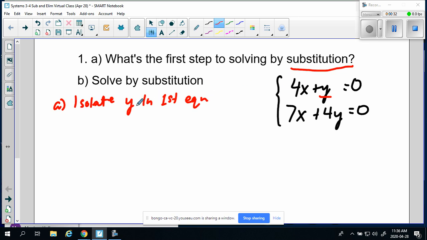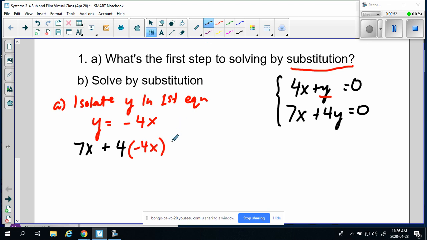So if I do that, then I can move the 4x to the other side, and you're going to have y is equal to negative 4x. Once I have that, I can use the second equation. And instead of writing y in the second equation, I can substitute the expression that I isolated.